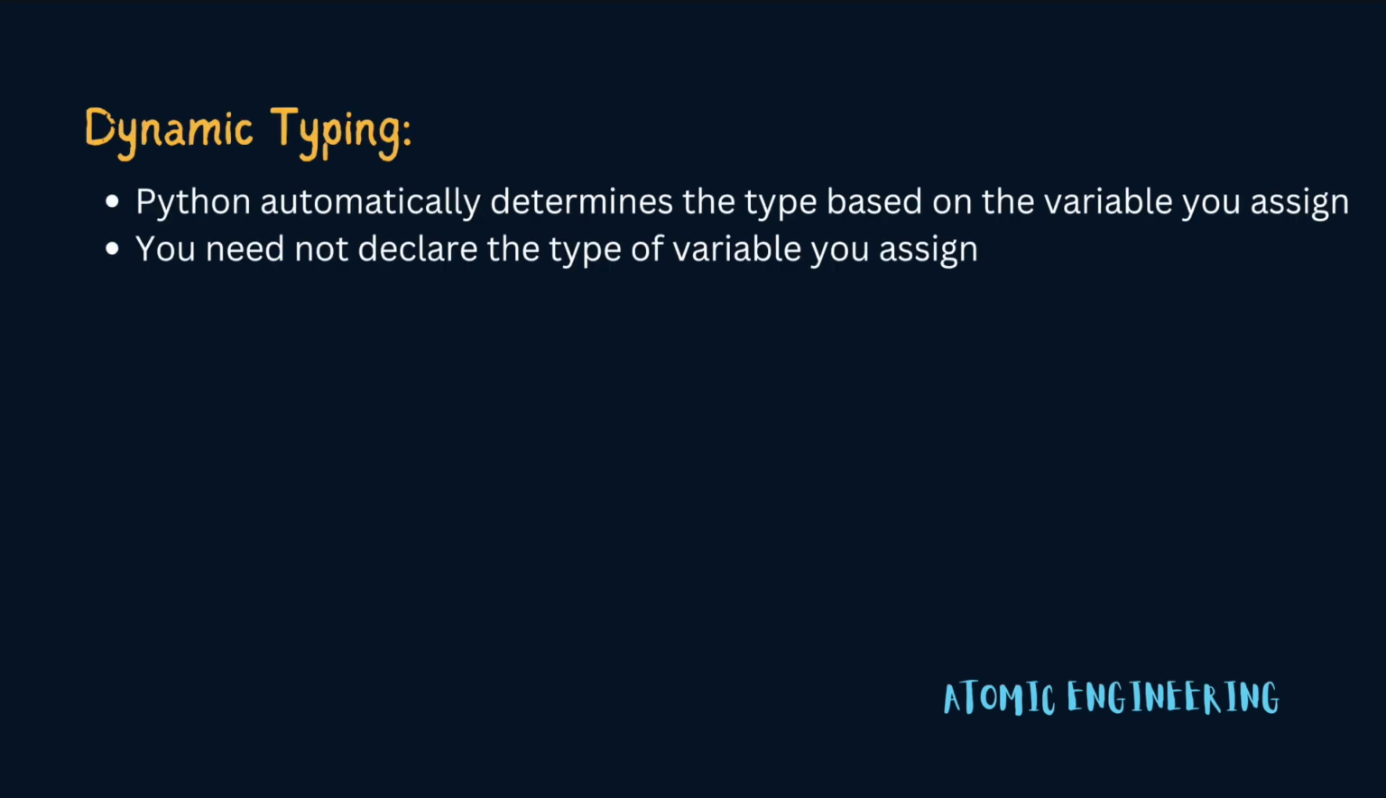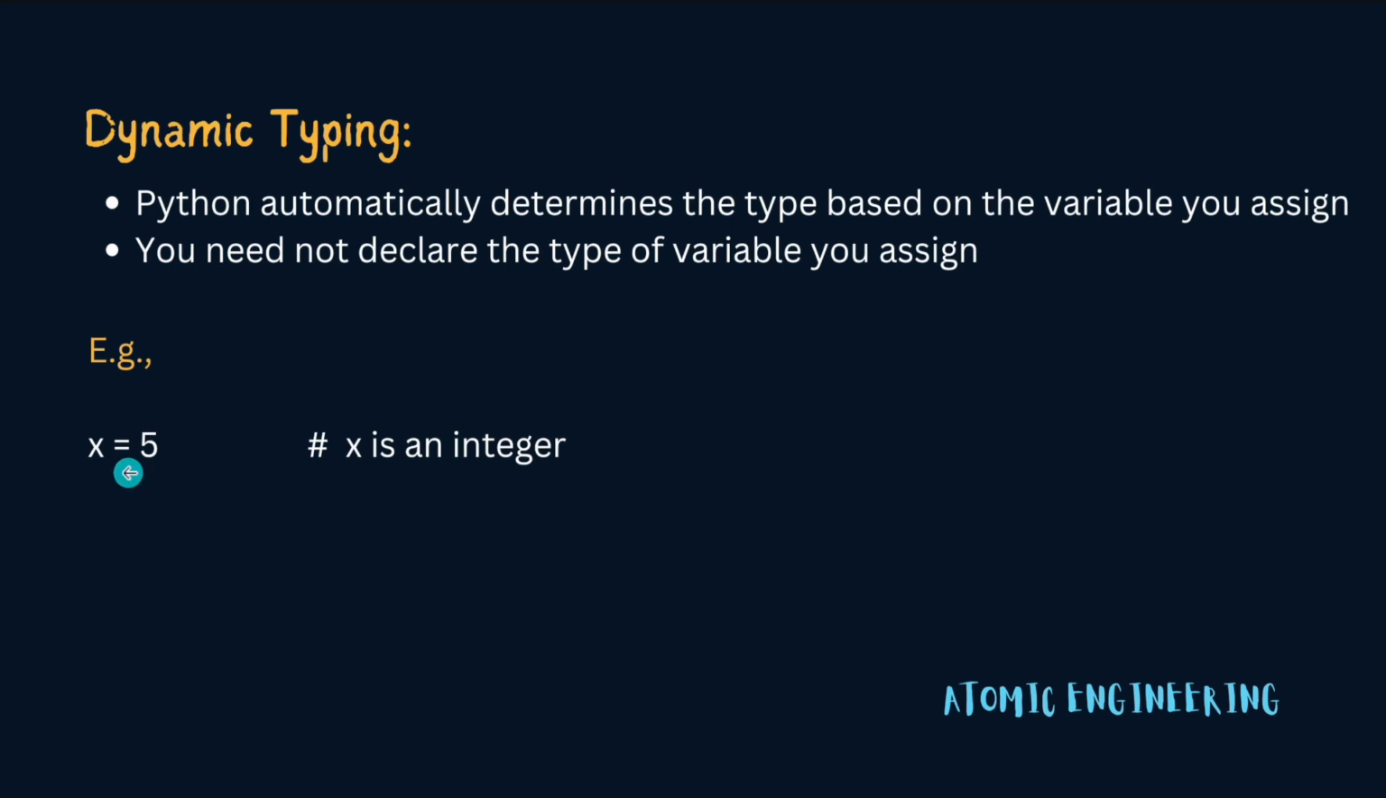And in Python, variables are dynamically typed, meaning Python automatically determines the type based on the value you assign, meaning you need not declare the type of the variable. Let's say you are creating a variable and assigning a value 5 to it, x equals 5. Python dynamically determines that x is an integer.